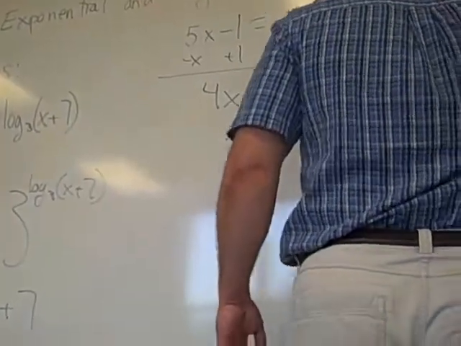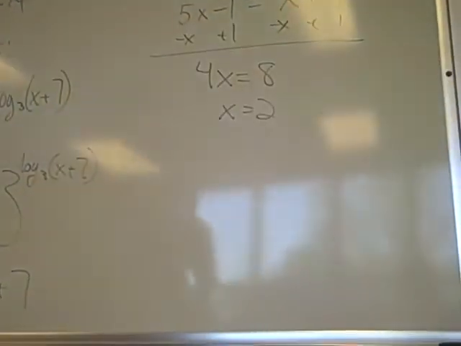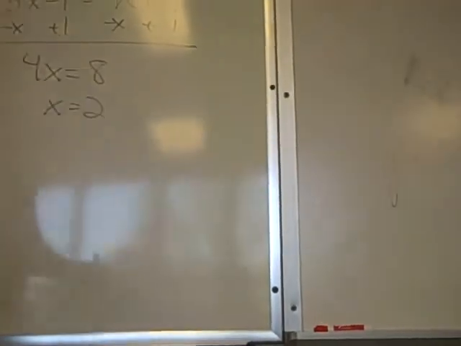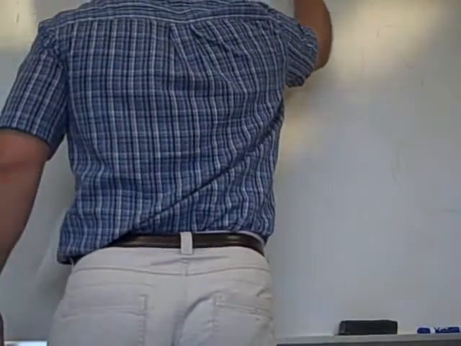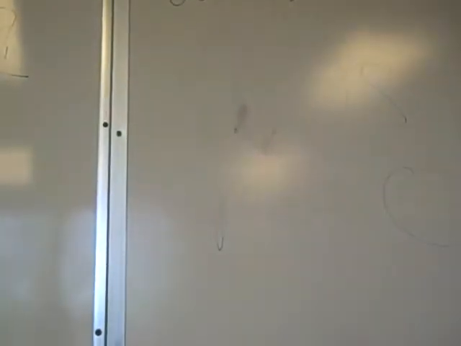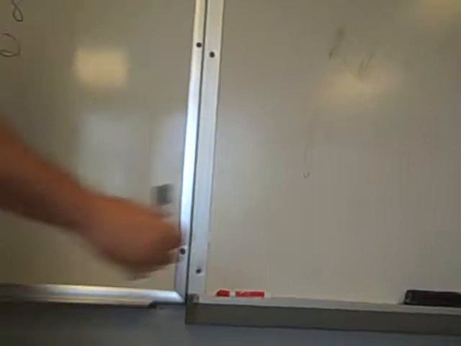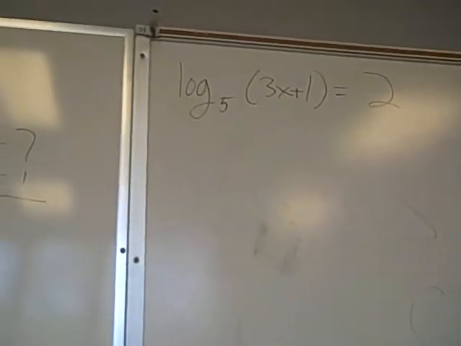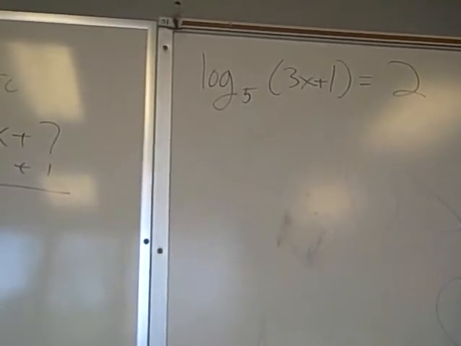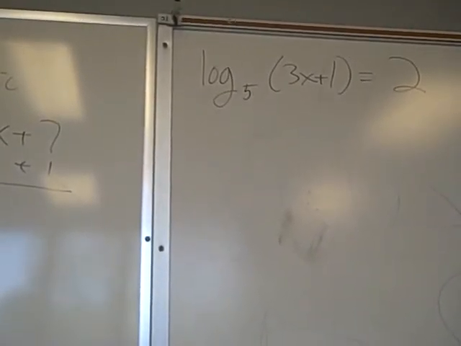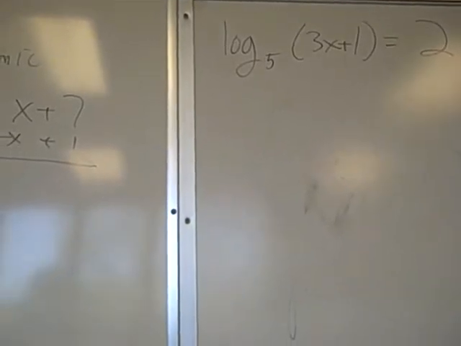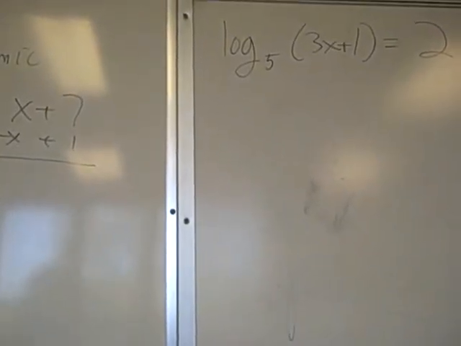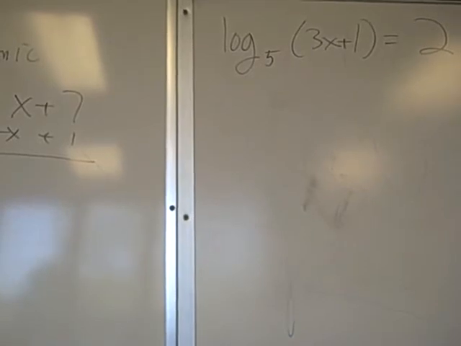Okay, so this one, more an example of what happens when it gets a little bit uglier. Log base 5 of 3x plus 1 equals 2. Can't do it. It's inside the logarithm. Can't distribute inside logarithms. Until you get rid of the logarithm, just pretend the distributive property doesn't exist.